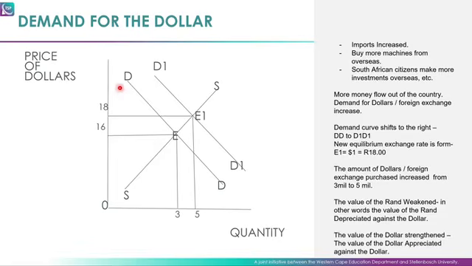And obviously with a decrease in the demand for the dollar, that's going to cause the Rand now again to strengthen. So if this graph here shows you an increase in imports, when there's a decrease, it's going to be opposite to what you're looking at here. And that discussion is also just going to be opposite. Okay.